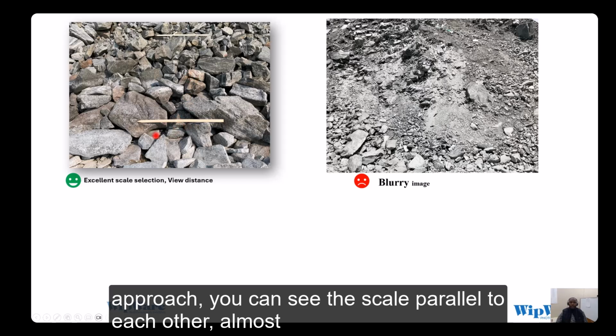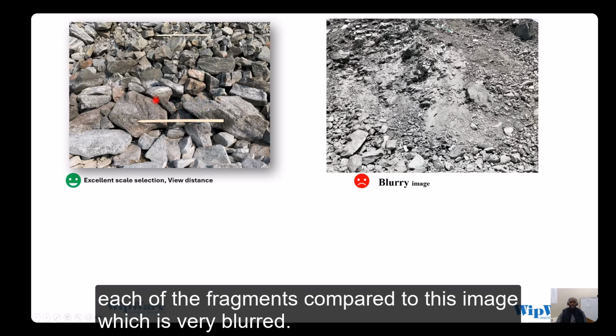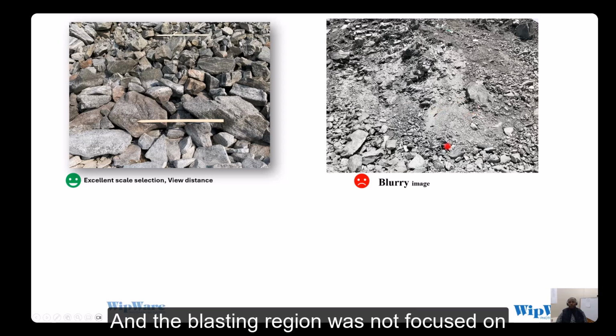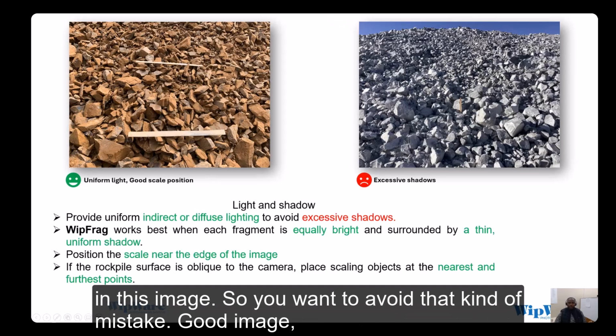This is another example of a good image, good scaling approach. You can see the scales almost parallel to each other. Then the image is clear and you can see each of the fragments. But compared to this image, which is very blurred, and the blasting region was not focused on in this image, so you want to avoid that kind of mistake.